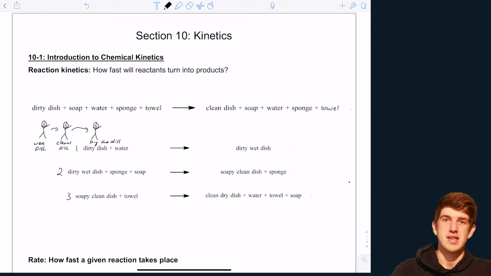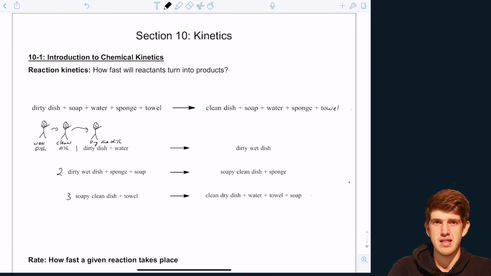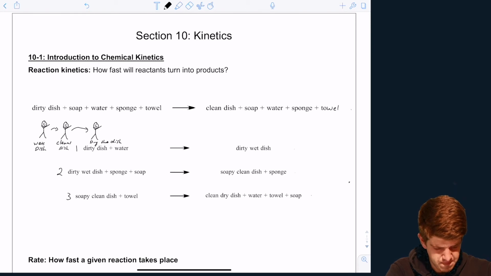Now this process, like we said, is not going to be equally spaced in time for step 1, step 2, and step 3. They're not all going to take, let's say, 10 seconds to do their job. Most likely, wetting the dish is not going to take very much time at all. I just have to put it under water. Drying the dish is just a simple rub on the top and the bottom of the dish, but cleaning it, scrubbing it, getting all of the dirt off is going to take a while.